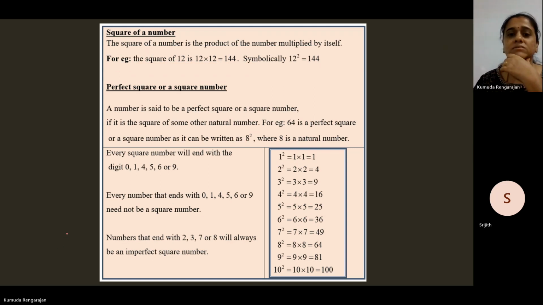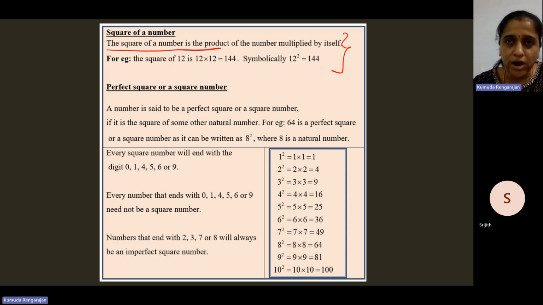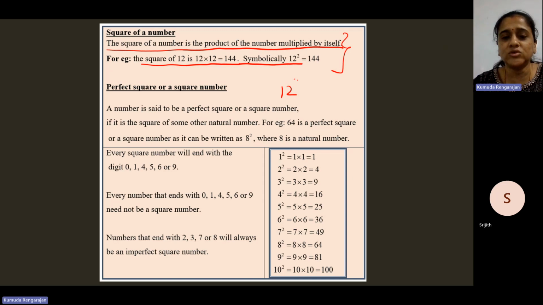So the square of a number is the product of the number multiplied by itself. The square of 12 means multiply 12 with itself. So 12 into 12, and the product is 144. Symbolically, 12 squared or the square of 12. How do you read this? You can read this in two ways: the square of 12 or 12 squared. 12 squared or the square of 12 is 144.